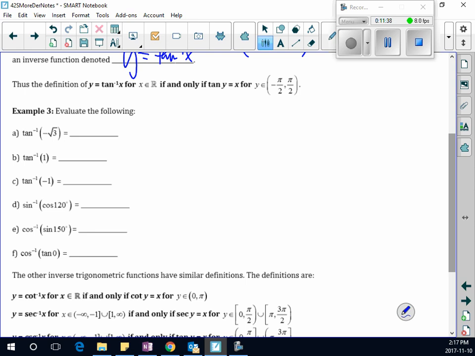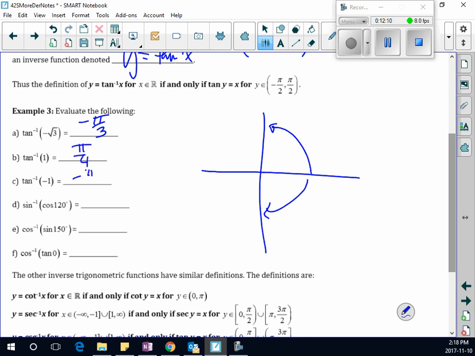Inverse tan of negative root 3. So what do we get there? This is the back of your hand, right? So negative pi over 6. No. What is this figure? Pi over 3. So negative pi over 3. Inverse tan of positive 1. Pi over 4. Negative pi over 4. Very good.